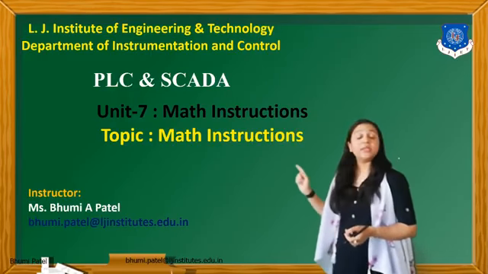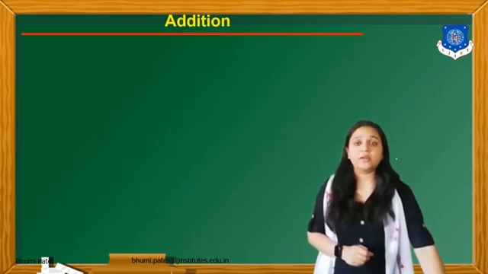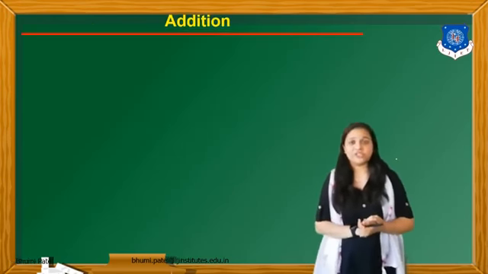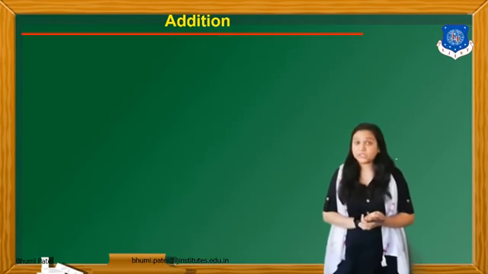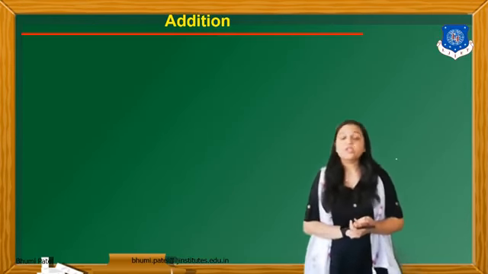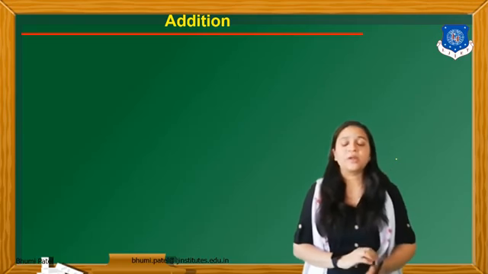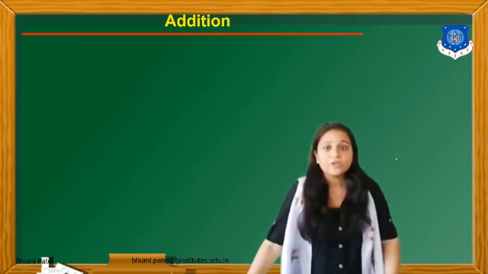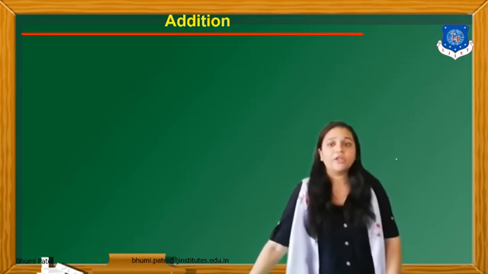In the last session, we were studying the logic field instruction in chapter number 6. So which type of math instruction have we studied in this chapter? The first instruction is addition. If we can add two numbers for this particular PLC data, what is the instruction for the addition?